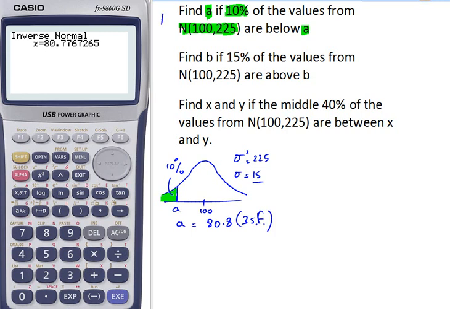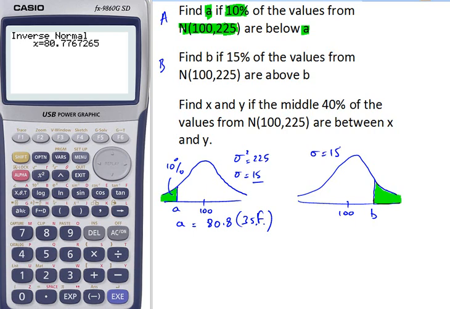Okay, that was example A. Example B, very similar. What would we do there? A quick sketch very often is the best way to go in the exam. We will not waste too much time doing this. 15% of the values from that are above B. So we're looking at a very small amount that is above B. It's clearly looking at this end this time. So we're looking for this area to be 15%, and the question's asking us to find the value B such that that is true. Nothing else has changed in this case, so all these values are the same.